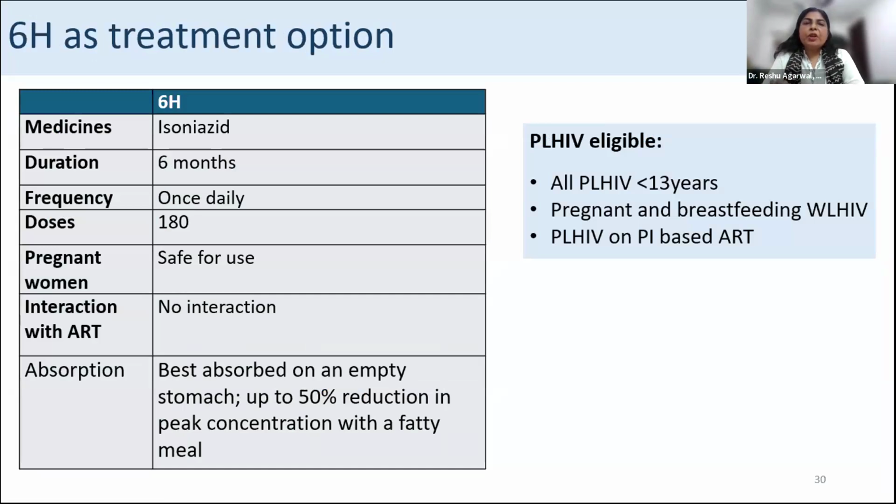Coming to 6 sachets treatment option. So this is 6 months of INH, which you were anyways using till now. So there's nothing new, and the dose is a total of 180 doses. There are no interactions with ART, no contraindication for pregnancy, and it is best absorbed when given on an empty stomach. So based on this profile, all PLHIV who are less than 13 years of age should be getting 6 months of INH. Pregnant and breastfeeding women would also get 6 months of INH, and the PLHIV who are on PI-based regimen would also get 6 months of INH.